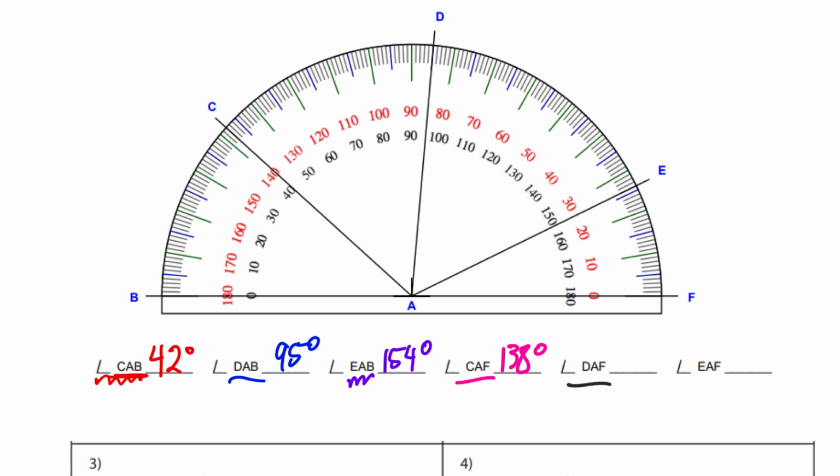All right, DAF is right here. So that's less than 90. It's somewhere between 80 and 90, so it's like 85. And then EAF is right here, so it's less than 90. It's somewhere between 20 and 30, so 25, 26 degrees.